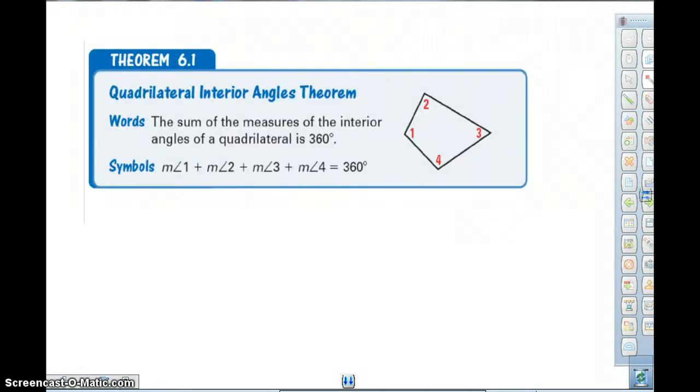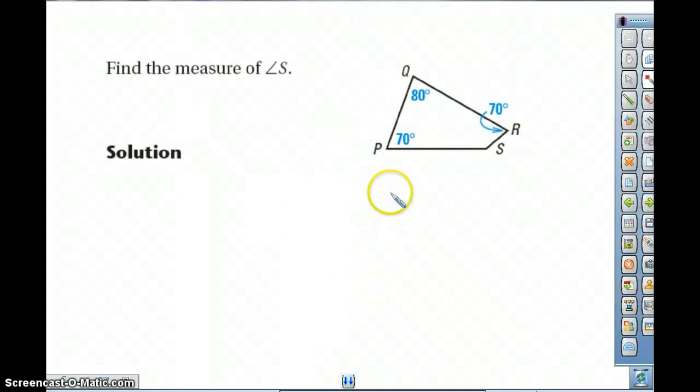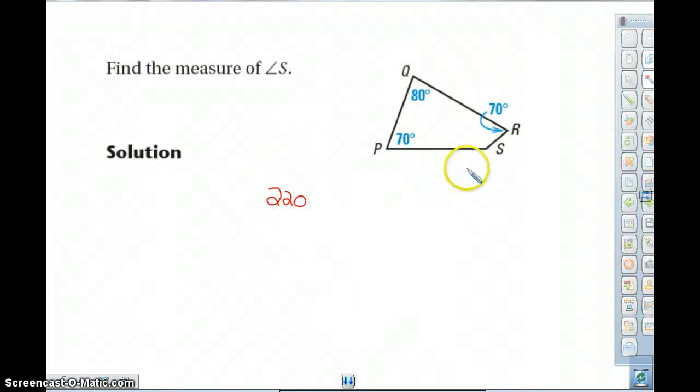Okay, that's what this tells us too. The sum of the measures of a quadrilateral is going to be 360 degrees. Okay, so now we're going to find out what our measures are. Here we've got to add them up. We've got 80 plus 70 is 150, plus 70 is 220, okay, and they all add up to 360, so we've got to subtract those. We get to be 140 degrees.